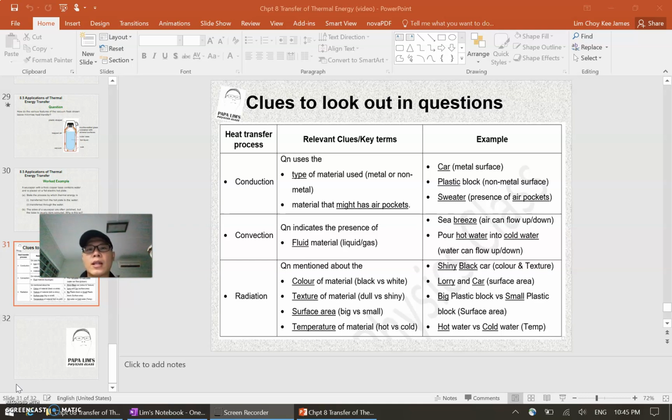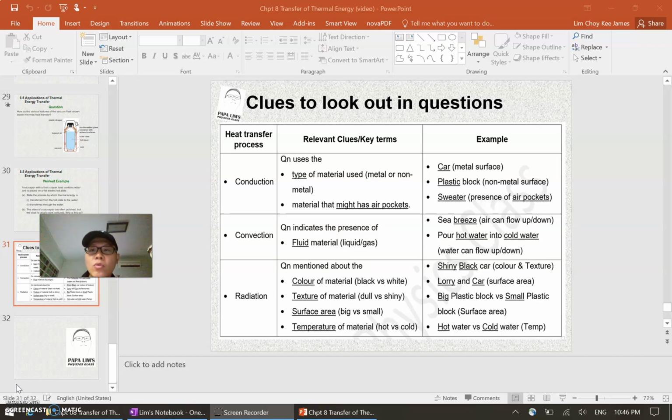Before I go to the questions, I'd like to highlight the clues or the key terms that I mentioned in the last video, which is what you see on the screen now. In the last video I highlighted some of the key terms or clues that the questions might be using, what the clues to look out for are, and what the respective heat processes they refer to are. So before we start the questions, I want to highlight to students to run through that video if you have not done so.